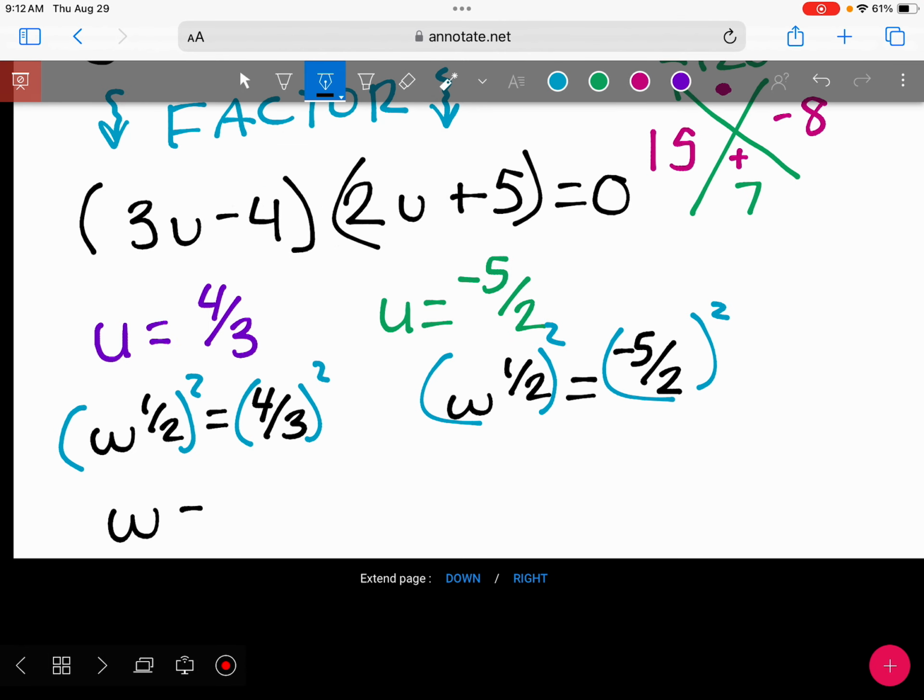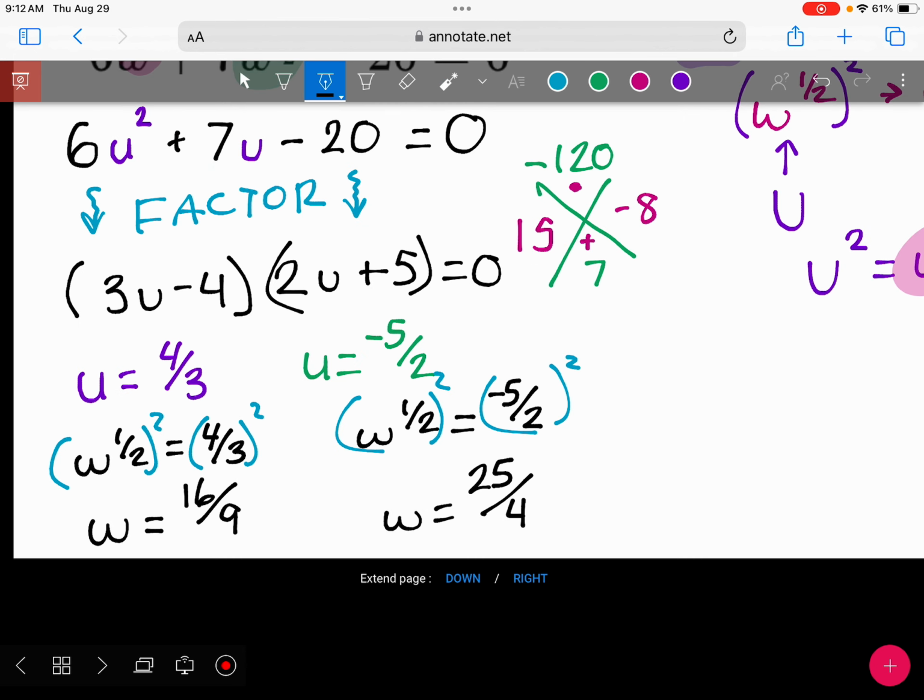So w equals 16/9, and w equals 25/4. We should check them. I was like, one of them is extraneous. We'd have to substitute it in. And it's the one that we squared that was negative.